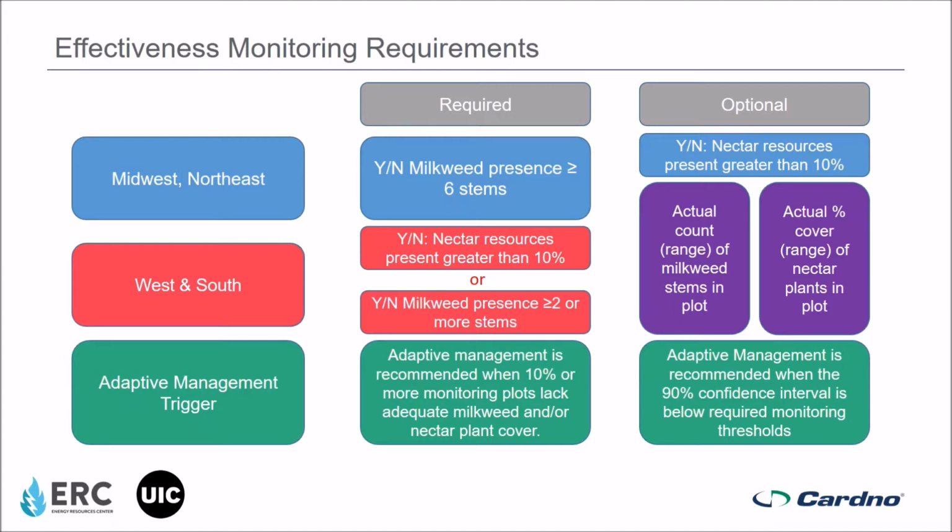If you're collecting the additional optional data, then you have a little bit more flexibility. So essentially, you can look at your collected data more holistically, perform a 90% confidence interval, and if your confidence interval is below those thresholds, then that would trigger adaptive management. So again, we've provided a little bit more flexibility as far as the adaptive management trigger if you're collecting that more detailed data.